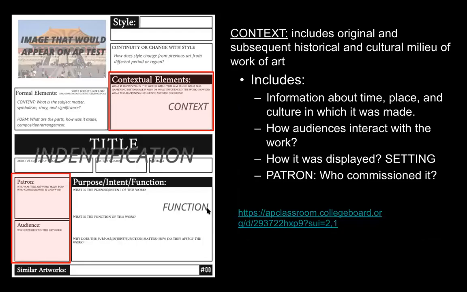Okay. The context is probably, honestly, I think the easiest thing to understand. The context is going to be the history, right? It's going to be where it is in history, how it relates to the people who made it, who it was made for, right? So this is going to be these two red sections that you see here. Who's the audience? Who's the patron? When was it made? And those kind of things that are connected to it.